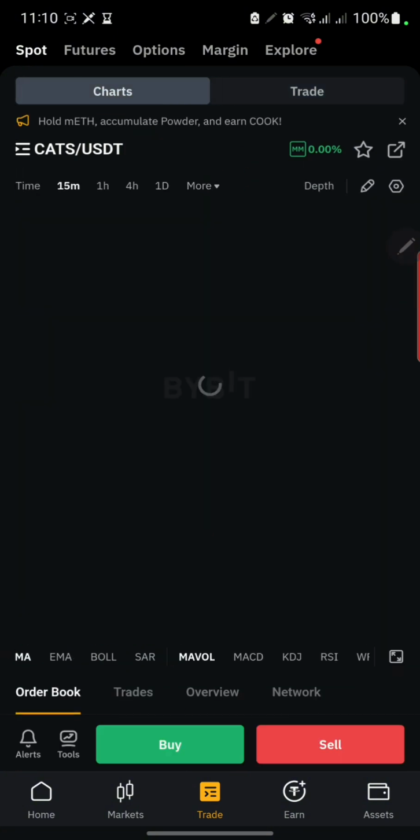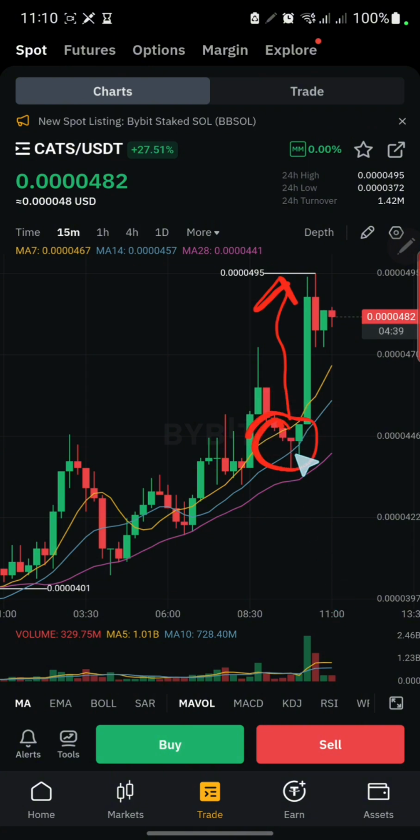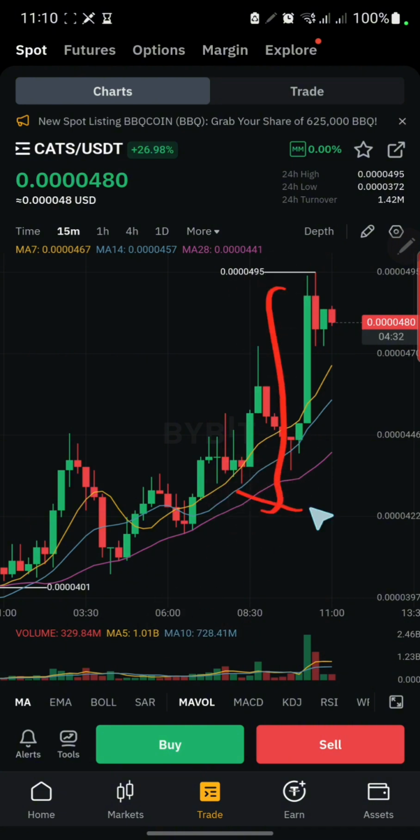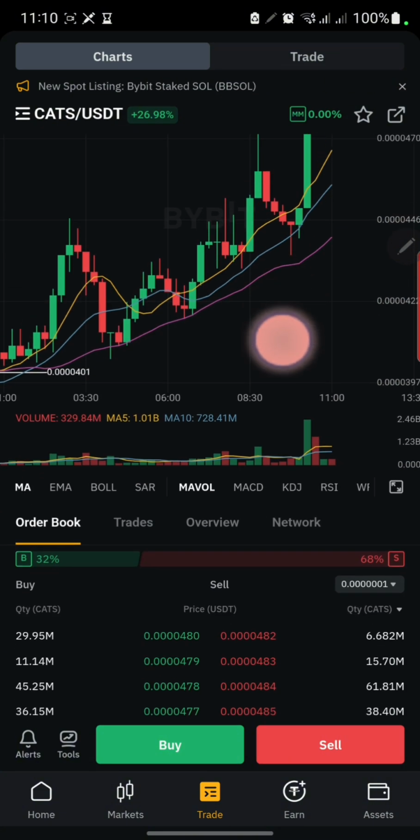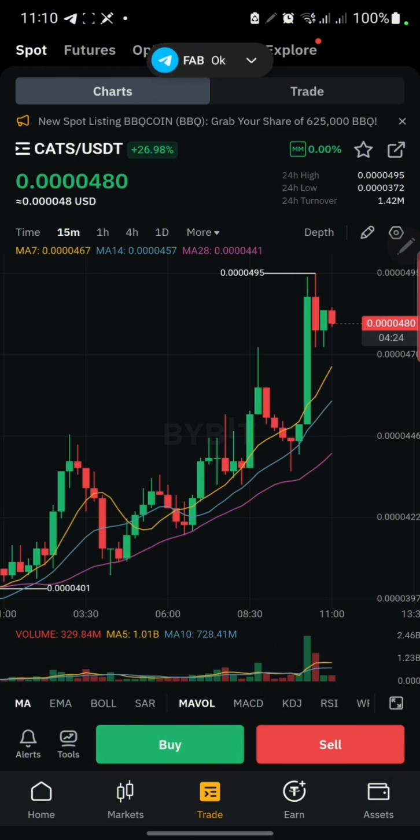For example, you can check the chart of CAT currently. If you are doing spot trading, if you buy CAT in this place and CAT goes up to this place, that is when you are going to make profit from here. Also, if you are doing futures trading and you predict that CAT is going to go down, you can actually make profit in futures trading. If you predict that it's going to go up and it goes up, you can also make profit in futures trading. But in spot trading, you can only make profit when the coin goes up.